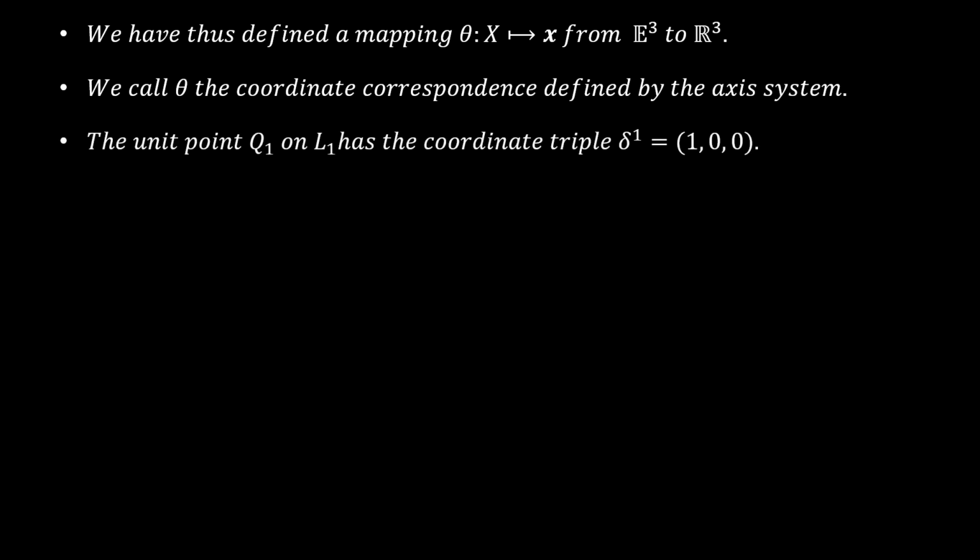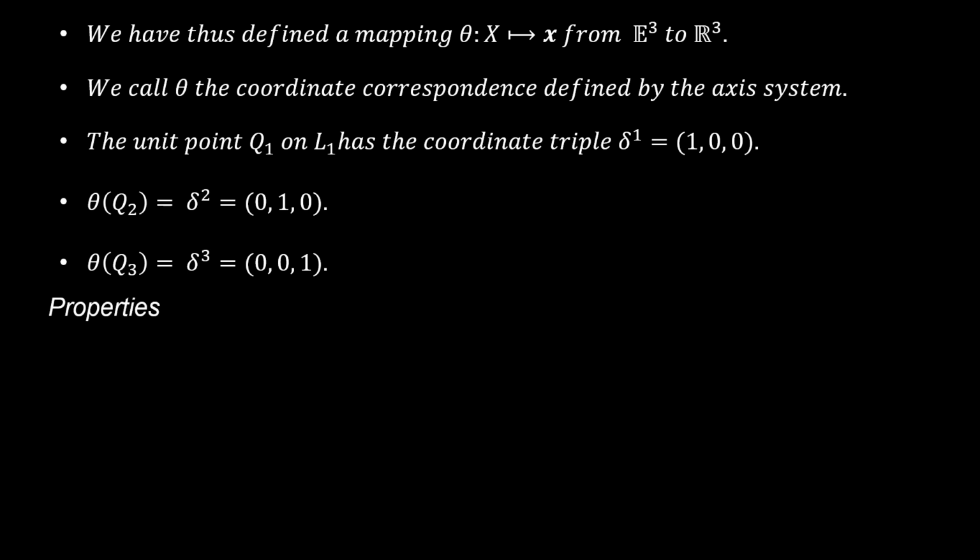And interestingly, the unit point Q1 on L1 now has a coordinate triple, delta 1, which is 1, 0, 0. The unit point Q2 on L2 has this coordinate triple, delta 2 of 0, 1, 0. The unit point Q3 on L3 has this coordinate triple delta 3, which is 0, 0, 1.